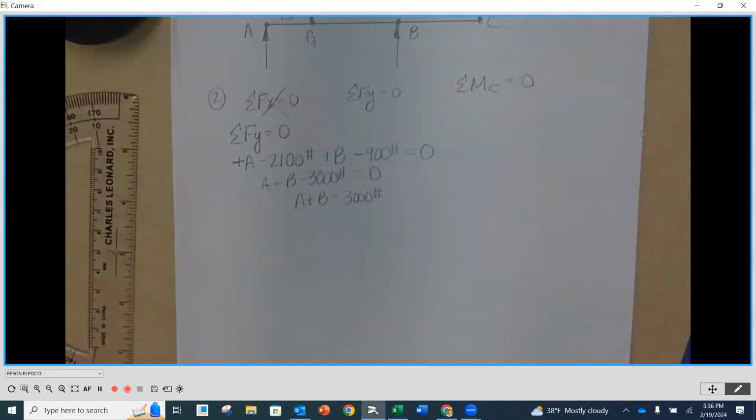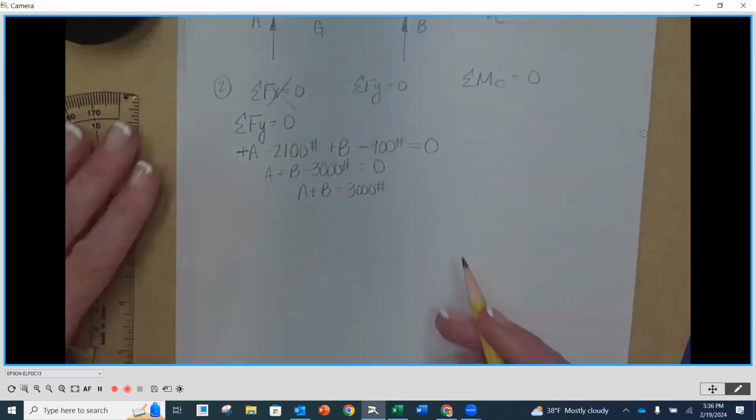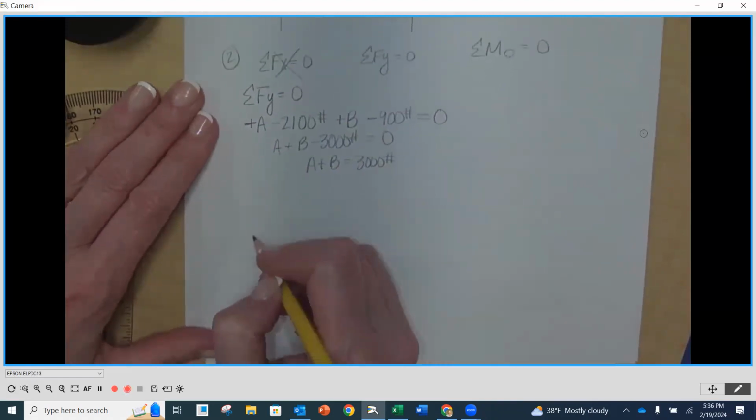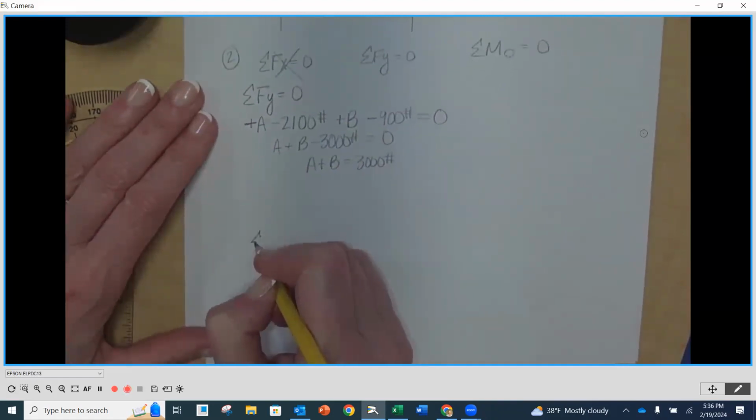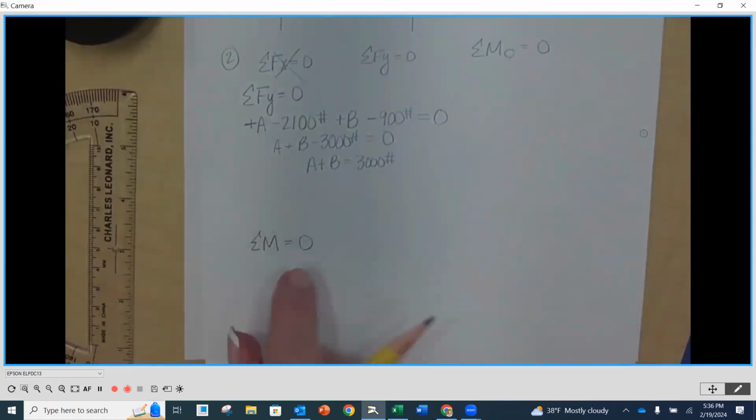Okay. So I have to stop there. I can't go any further with this one equation, right? Don't worry. It's not going to be 2 equations, 2 unknowns, I promise. But what we are going to be able to do is solve for one of the variables in our next equation, and we're going to use our moment equation. Okay. Now I'm going to leave a little bit of room here. And we're going to sum our moments equal to 0, but we're not done with this equation.